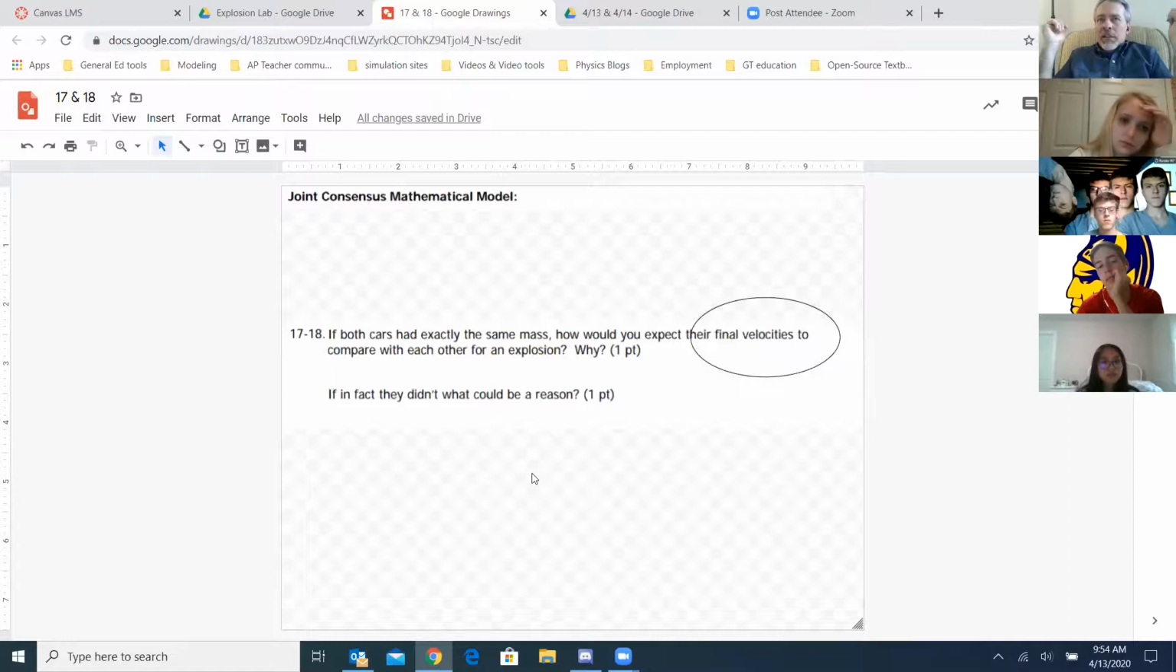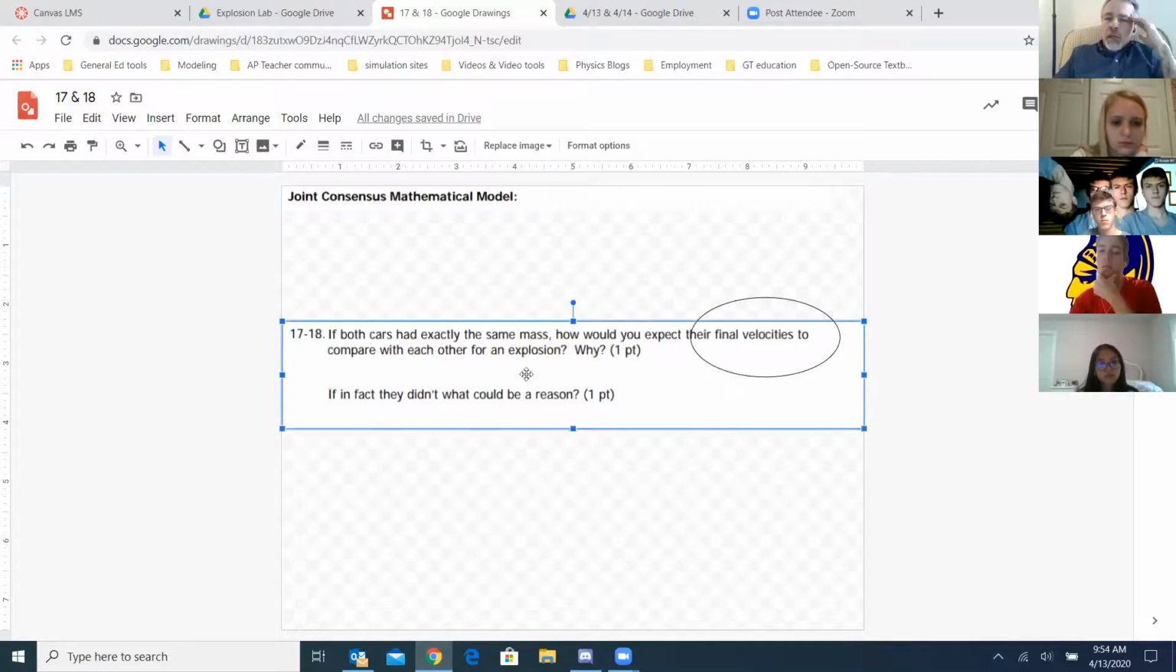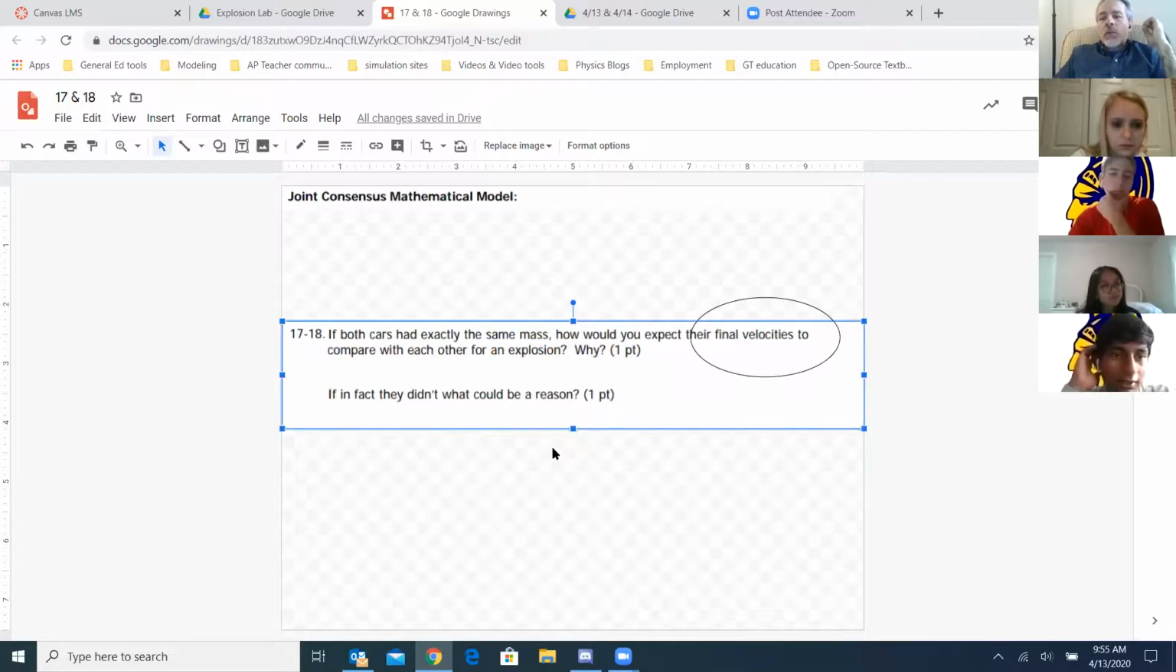Exactly. It's reminding you of Newton's third law, right? It's just the same magnitude but in opposite directions. And why is the reason for that? What do you think they would have the same? Say it again. They're the exact same mass and they have equal force. Yeah, nice. They have the equal force and the same mass, so therefore they're going to have the same final exit speed, right?